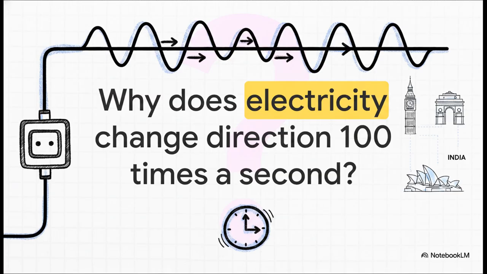But have you ever actually stopped to wonder why the electricity supplied to our homes doesn't just flow in a simple, straight line? In many parts of the world, like the UK, India, and Australia, the current coming out of your wall outlet actually reverses its direction 100 times every single second. I mean, why go through all that trouble instead of just sending a steady stream of power?